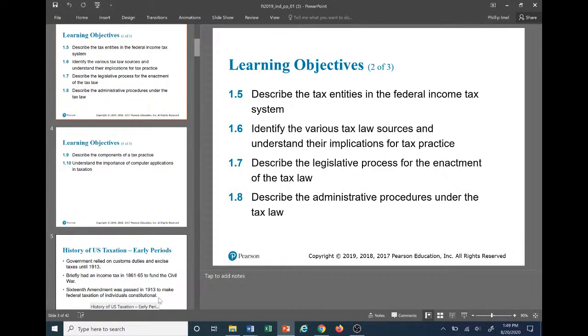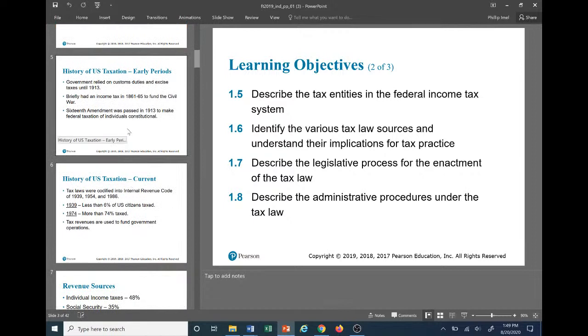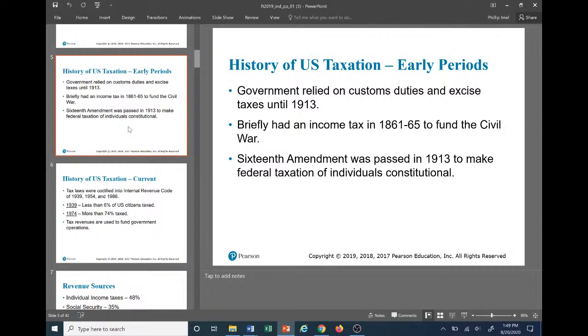Next, describe the tax entities in the federal income tax system, identify the various tax law sources and understand their implications for tax practice, describe the legislative process for the enactment of the tax law, and then describe the administrative procedures under the tax law. As we move through these, I'm going to place more emphasis on certain of these learning objectives over others. So let's just start with the history of U.S. taxation in the earlier years.